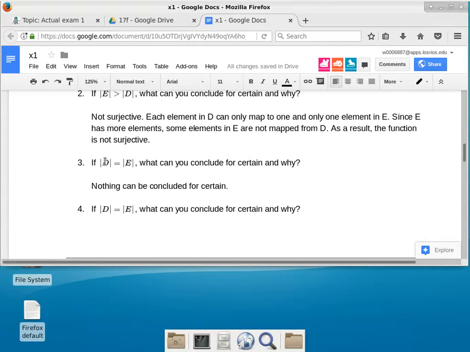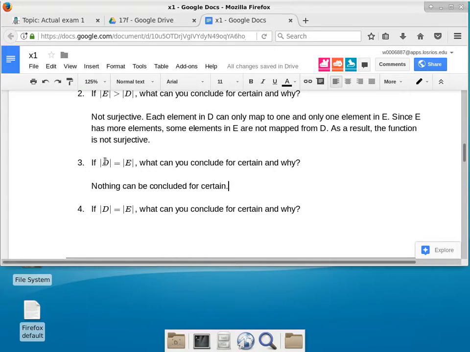Since the question did ask you for why, does anyone explain anything here that it cannot be concluded for certain? You can use examples, okay? So if you want to show that it cannot be something, you can use a counterexample to show that, okay, look at this one, it is not injective. Look at this one, it's not surjective.